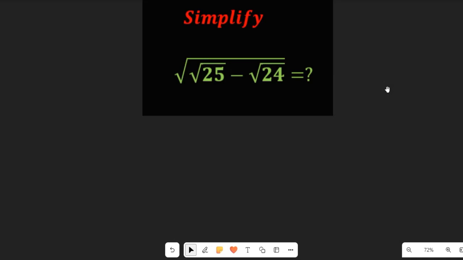Hello, assume you're asked to solve this without the use of mathematics. How do you do this? Now recall we have the total square root of a square root of 25, which is a perfect square, minus the square root of 24, which is not a perfect square. Join me as we solve this question.